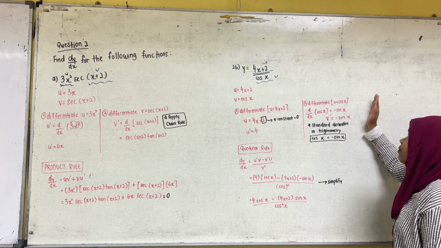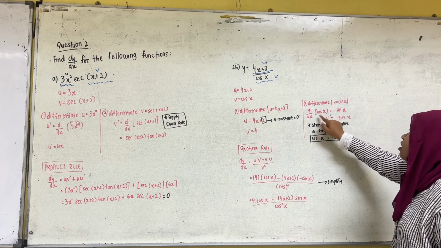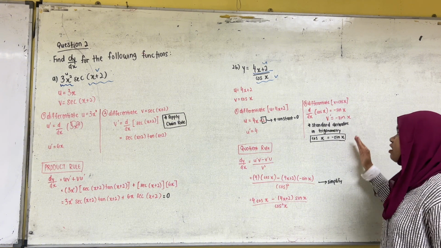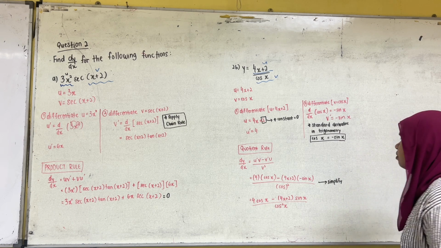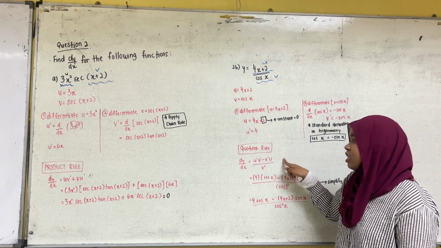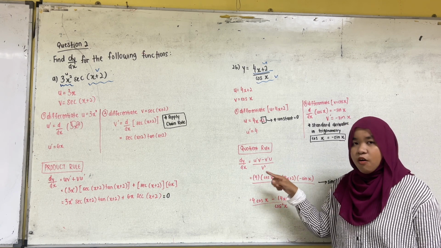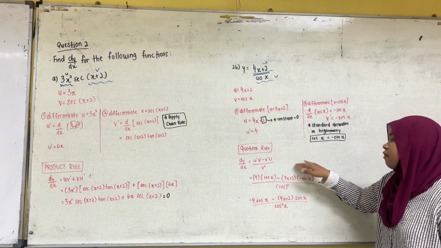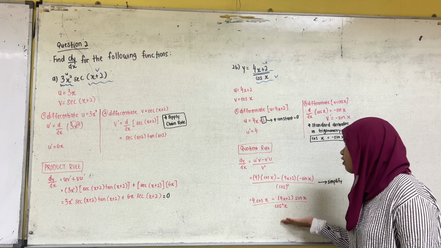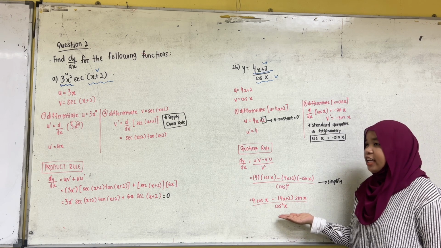For v prime, where v equals cos x, d over dx of cos x equals negative sin x. This is because the standard derivative in trigonometry of cos x is negative sin x. For the last step, we apply the quotient rule, which has the formula dy over dx equals (u prime v minus v prime u) over v squared. As usual, we substitute all of the values into the equation, and the final answer will be (4 cos x plus (4x plus 2) sin x) over cos squared x. That's all from me.